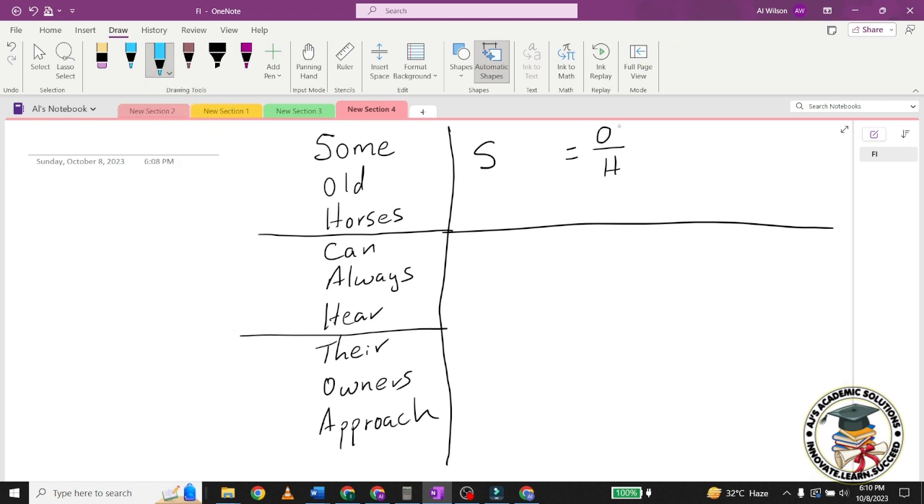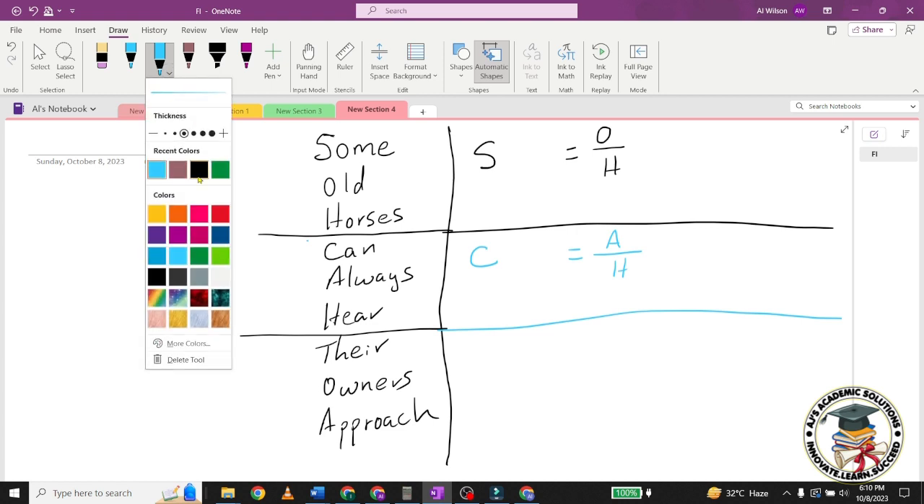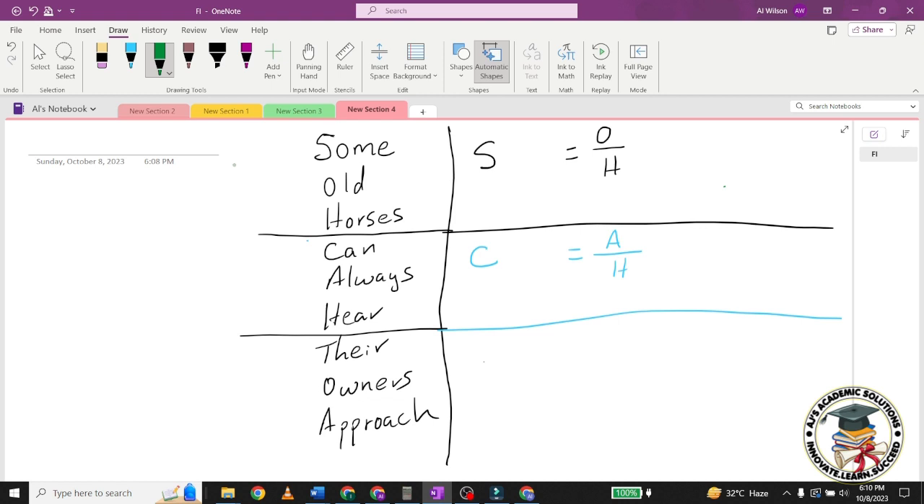Next, the first letter is C, equal sign, and then we're going to have A divided by H. And then finally, the last one: the first letter is T, equal sign, then we have O divided by A.